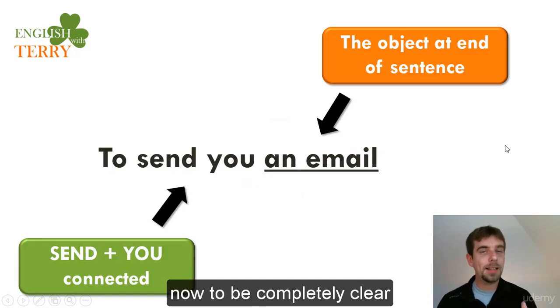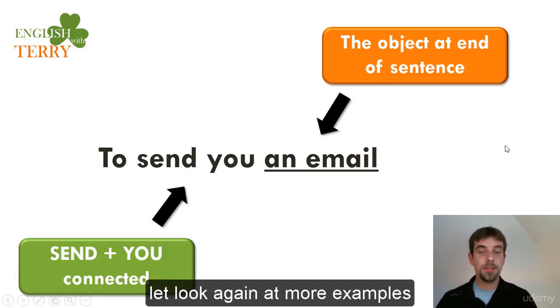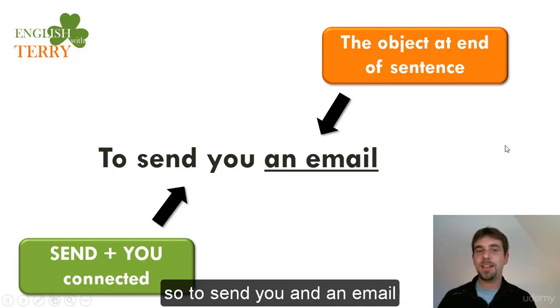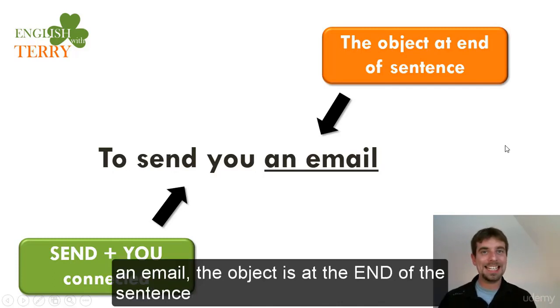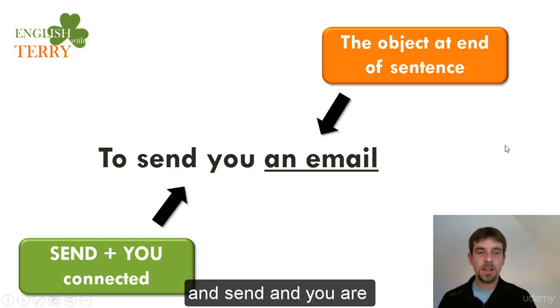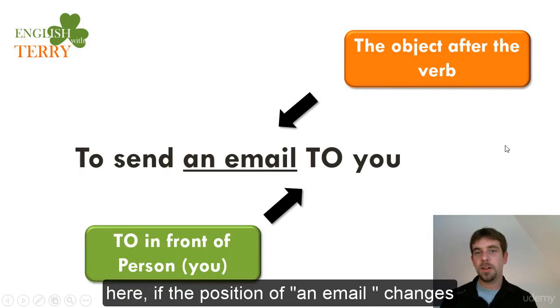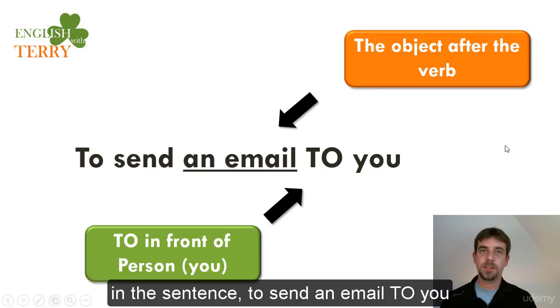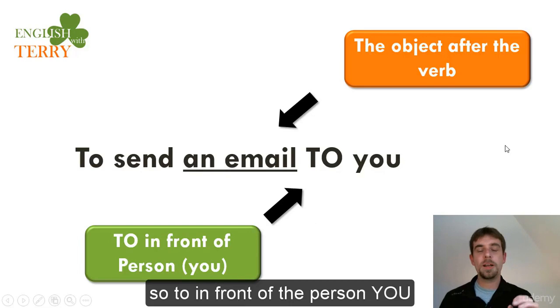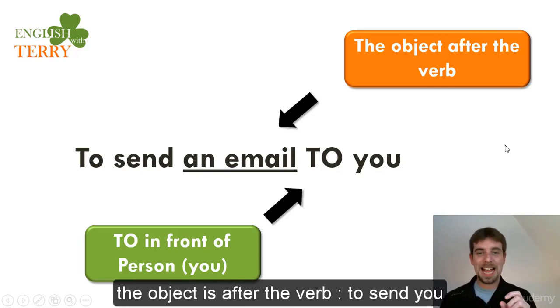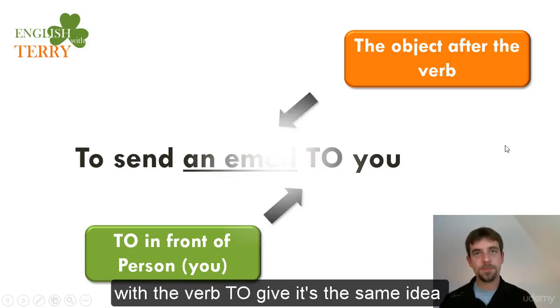Now, to be completely clear, let's look again at the examples. So, to send you an email, the object is at the end of the sentence, and send and you are connected: to send you an email. Here, the position of an email changes in the sentence: to send an email to you. So to is in front of the person, you. The object is after the verb, to send you, okay?